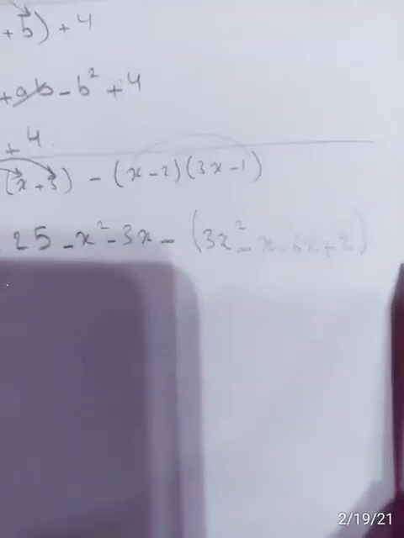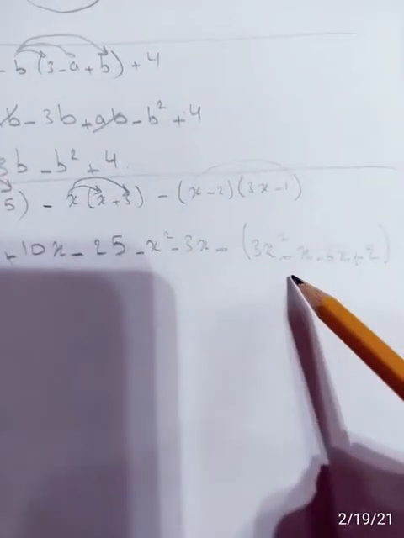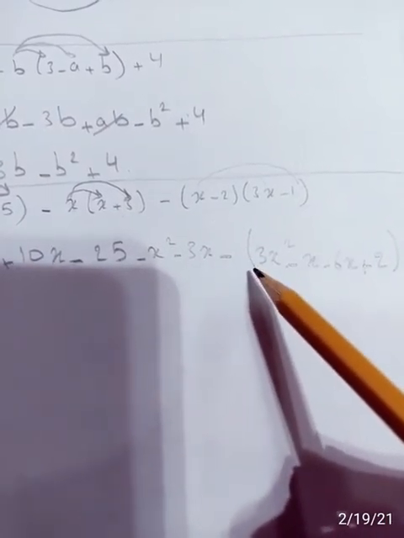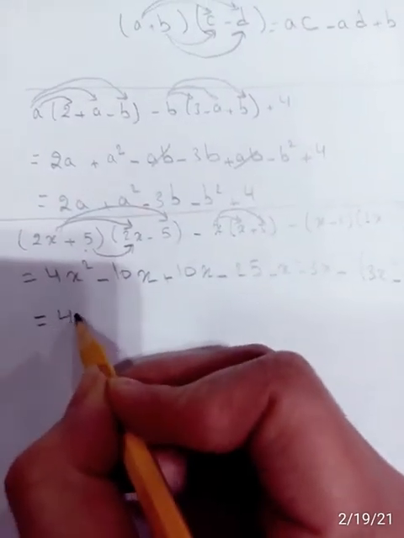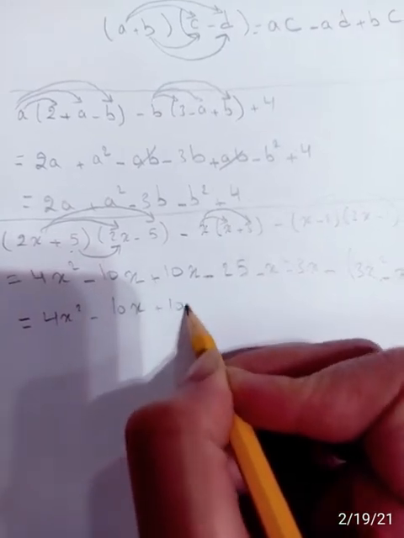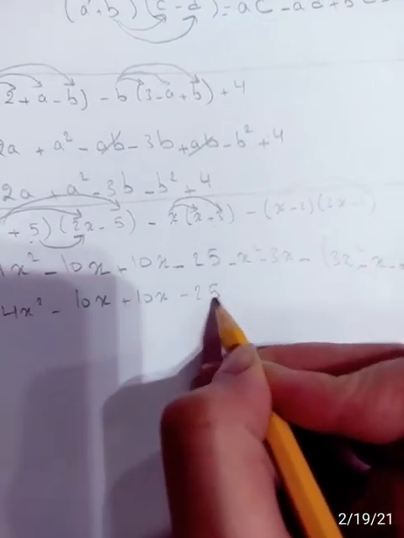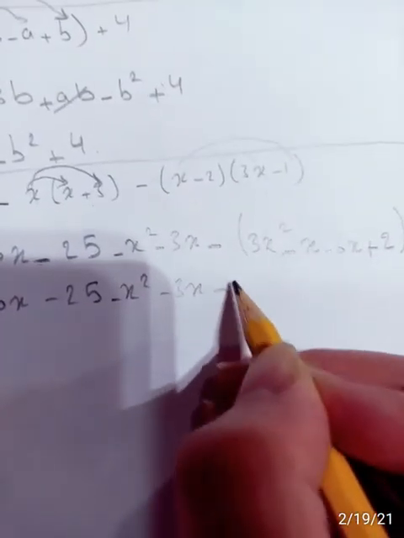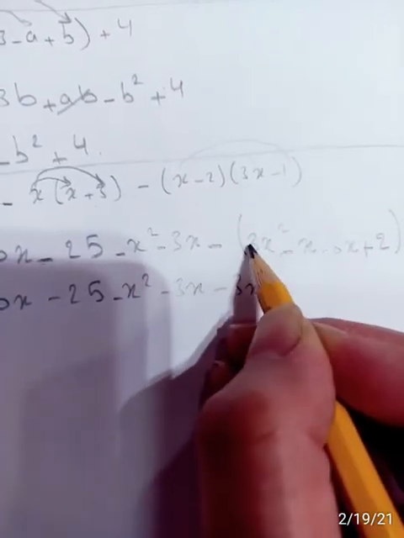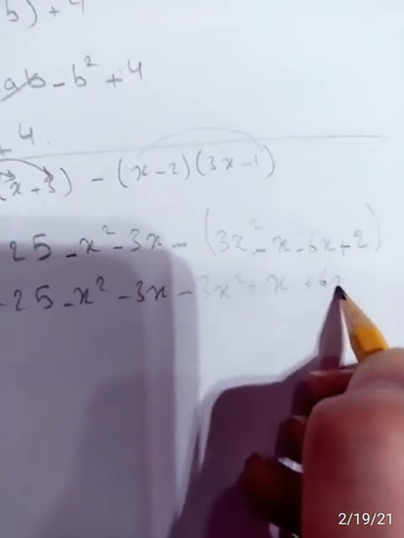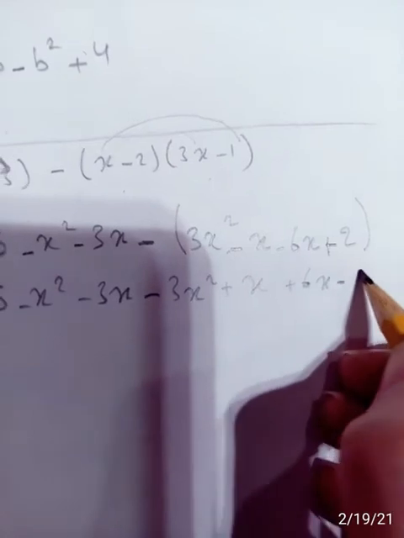Here I have a bracket. I still have a bracket. Before this bracket I have a negative sign. So I should change all the signs inside this bracket. So for x squared, I don't have anything here. Minus 25, minus x squared, minus 3x here. Let's see, minus 3x squared was plus 3x squared, it became minus, plus x plus 6x minus 2.